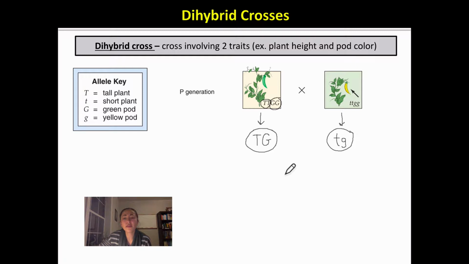If these 2 gametes fertilize each other, what type of offspring would they create? Well, they would create an offspring with a big T, little t, and a big G, little g. So notice that the offspring, again, has 2 copies of a gene controlling each trait.